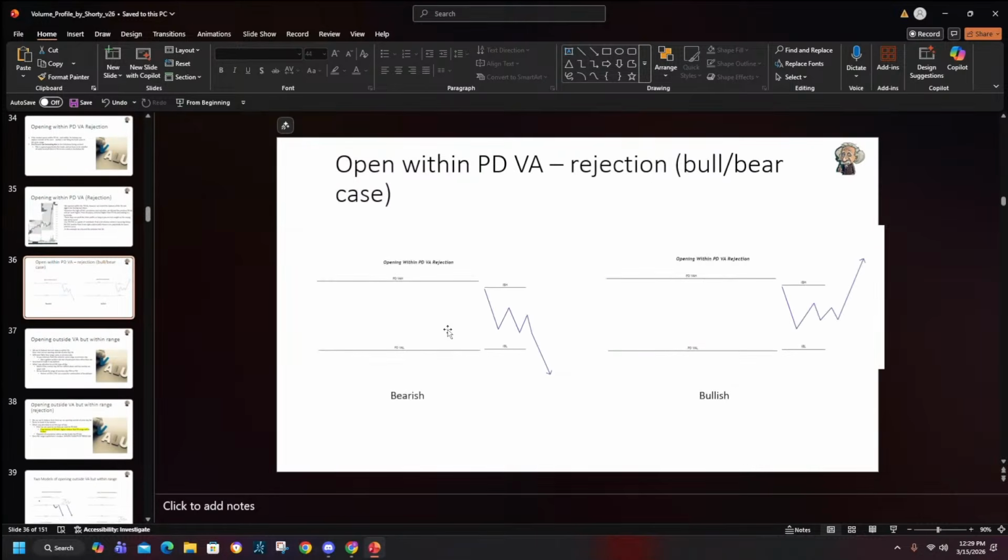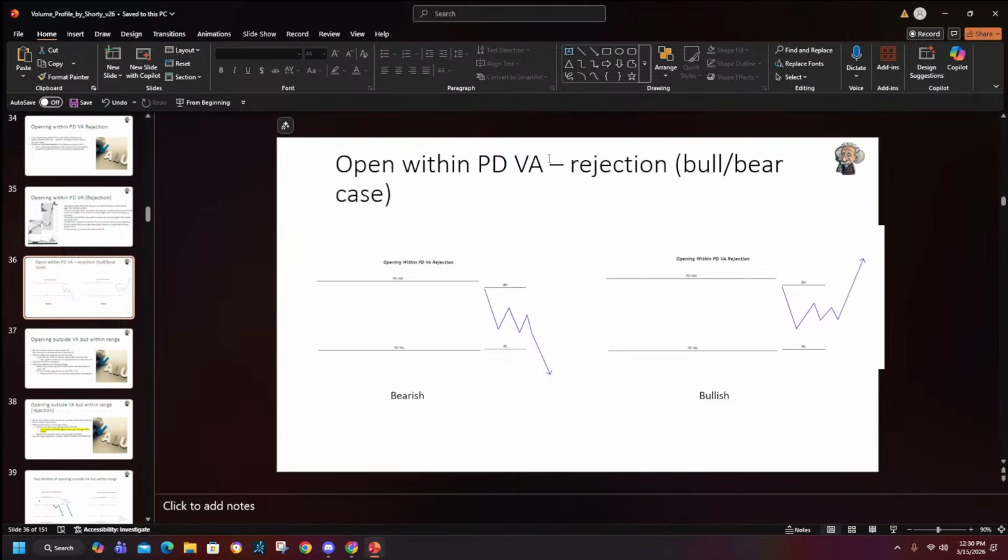If you're rejecting, let's say Monday comes in and they want to continue the break of structure and continue to break the value area low, it would be scenario A. If they rejected higher, that may be a short cover rally coming in. Does that make sense so far?